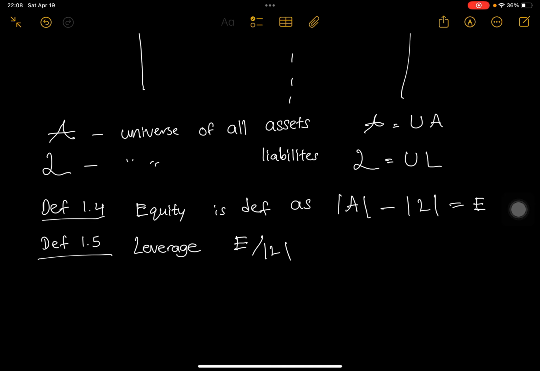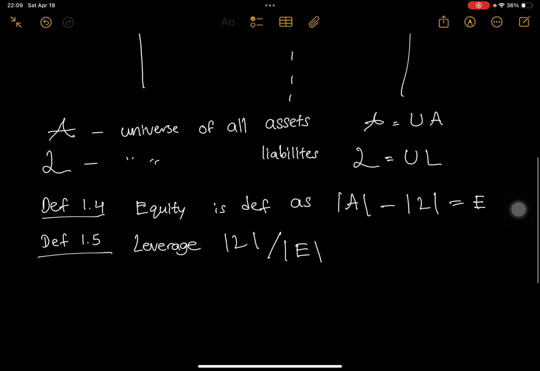Oh, sorry, I have that inverted. Your leverage is the inverse of that. So it is the size of your liabilities over the size of your equity. If you are an individual that's not in debt, you have no liabilities, you presumably have some equity, so your leverage ratio is zero. You're 0% levered.